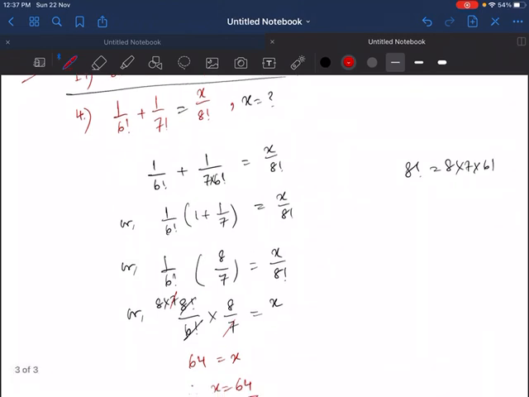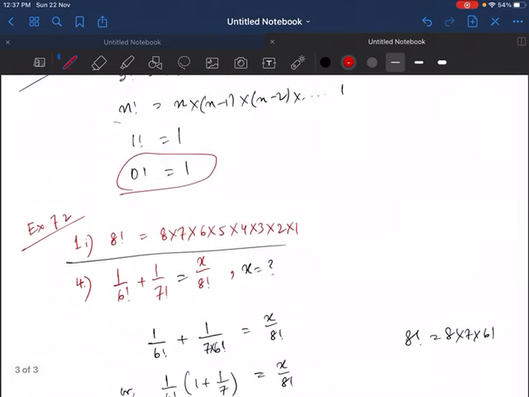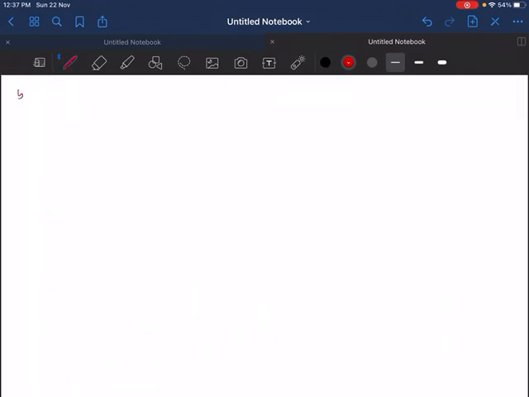Now let's do question number 5. So question number 5 is what? It is evaluate n factorial by n minus r factorial. So we have to find this n factorial divided by n minus r factorial. For the first one we have n is equal to 6 and r is equal to 2. So we have to find the value of this thing.